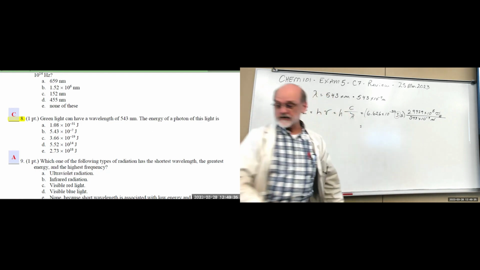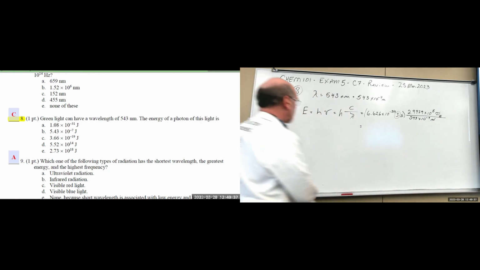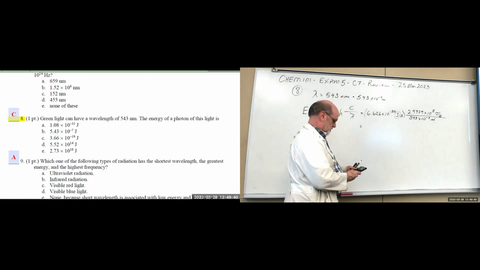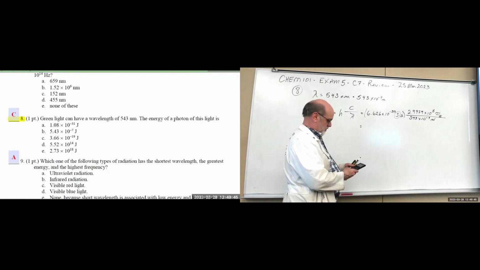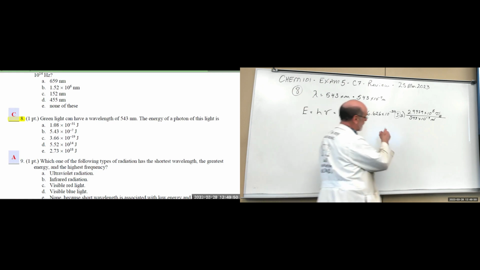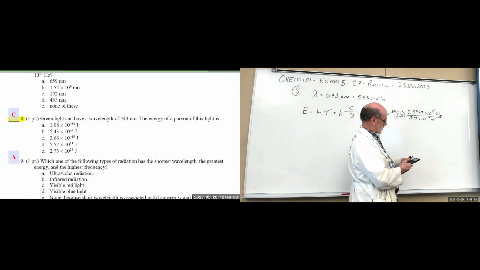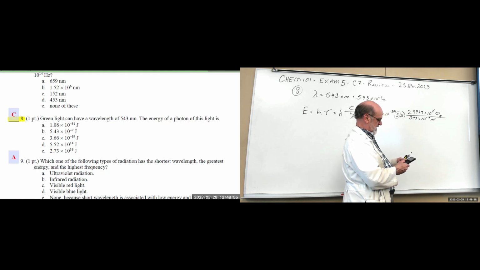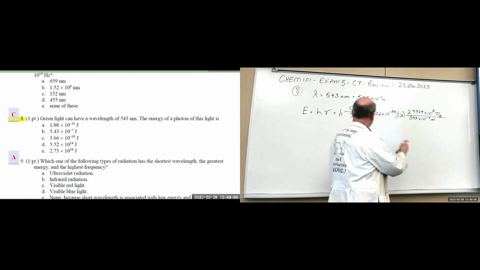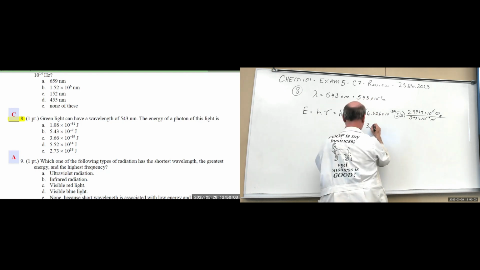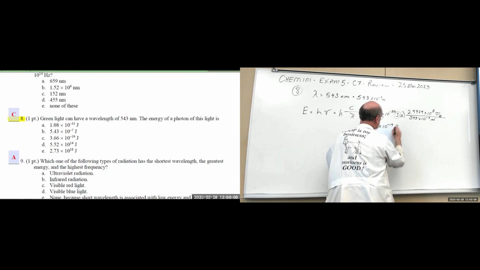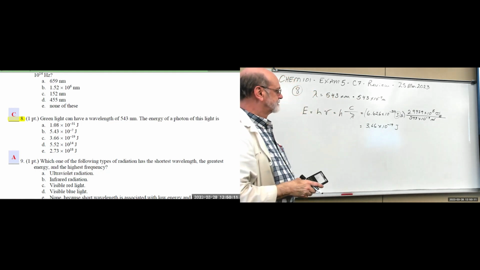Okay, so now all I have to do is crunch numbers. 6.626 exponent minus 34, times 2.9979 exponent 8, and then divide by 543 exponent minus 9. So I get, to 3 significant figures, 3.66 times 10 to the minus 19 joules.